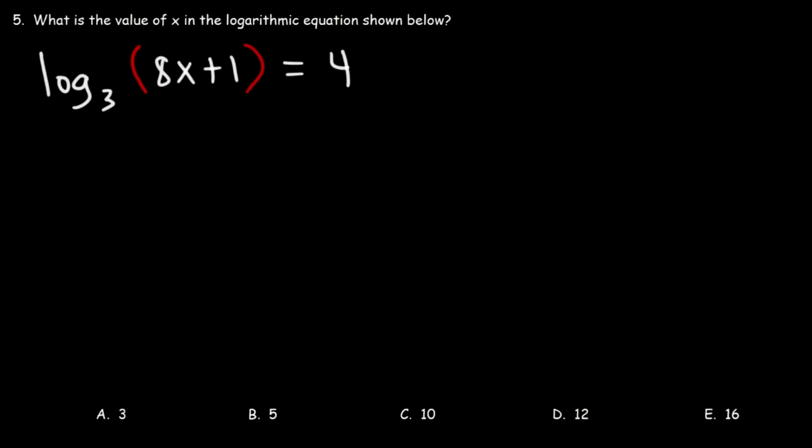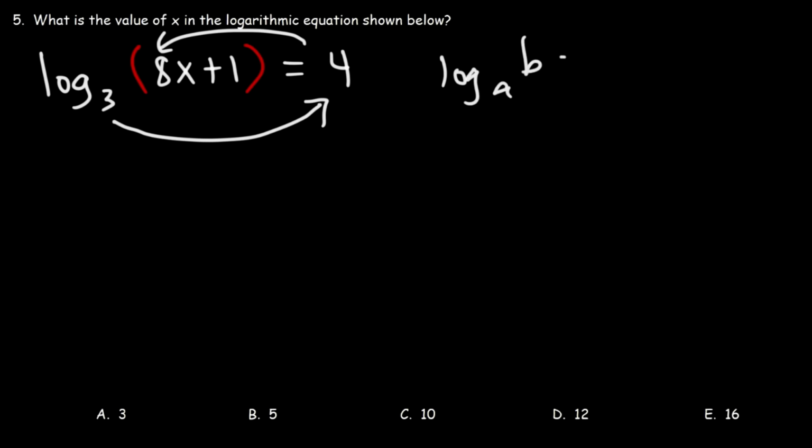Number 5. What is the value of x in the logarithmic equation shown below? So what we need to do, like we did before, is convert this logarithmic equation into an exponential equation. 3 to the 4th power will equal what's inside. As you recall, when we had log a of b is equal to c, we said that a raised to the c is equal to b. So we're going to follow that same process here. So 3 to the 4th power is 8x plus 1.